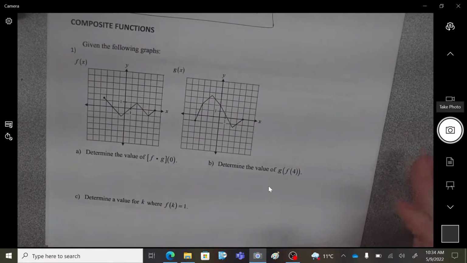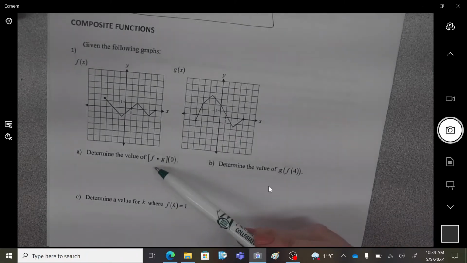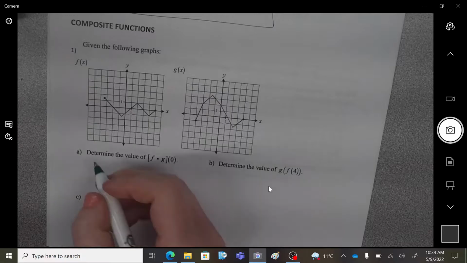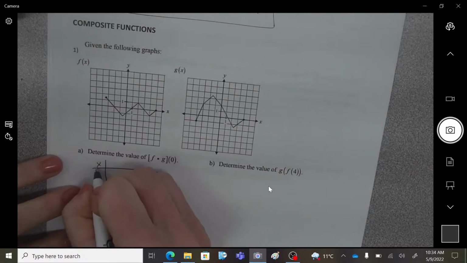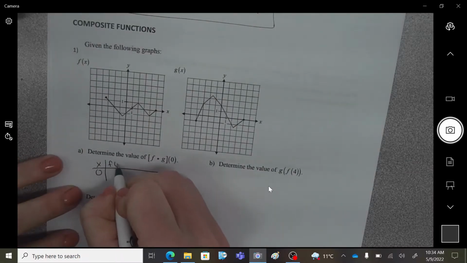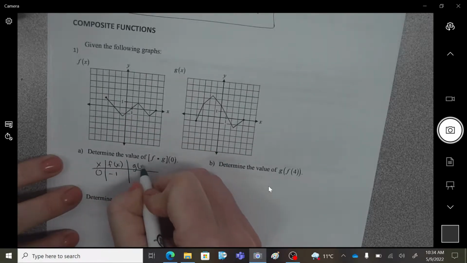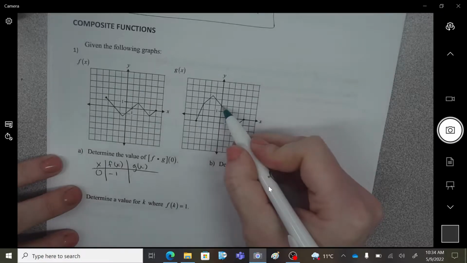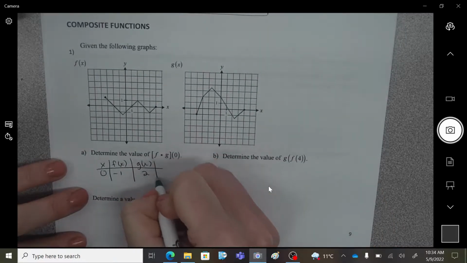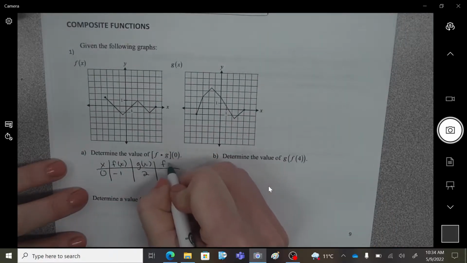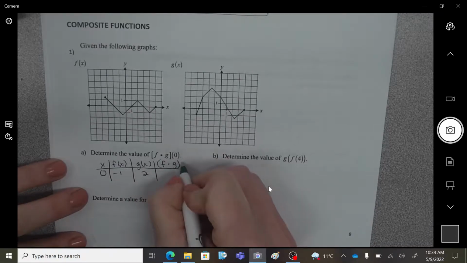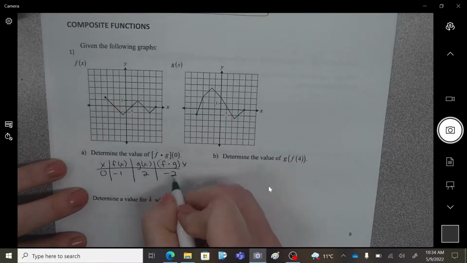Composite functions. I've been given these two graphs, an f and a g. Determine the f times the g at 0. So if x is 0, the f function is -1. The g function at 0 is 2. So what is the f times the g? That would be -2.